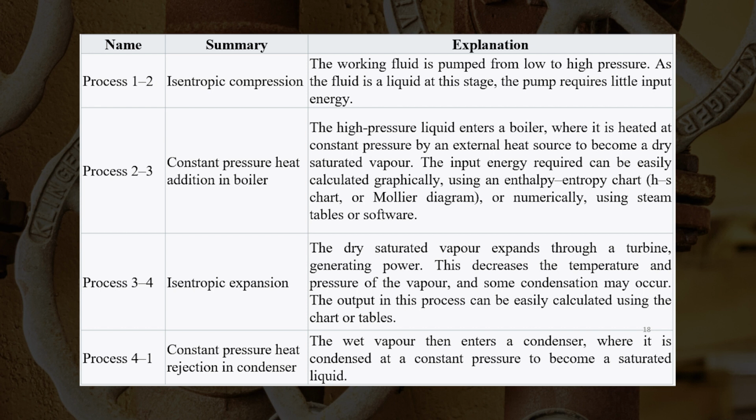The dry saturated vapor expands through a turbine generating power. This decreases the temperature and pressure of the vapor, and some condensate may occur. The output in this process can be easily calculated using the chart or tables. Process 4 to 1 shows the constant pressure heat rejection in the condenser. The wet vapor then enters a condenser, where it is condensed at a constant pressure to become a saturated liquid.